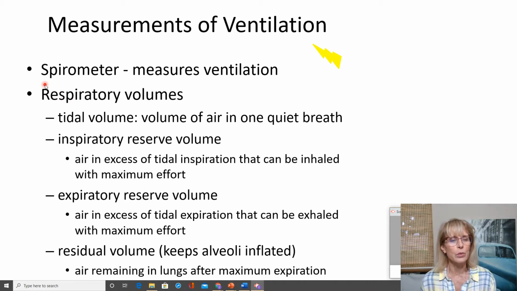These are some of the respiratory volumes that you need to know, but not all of them, okay? You will need to know tidal volume, inspiratory reserve, expiratory reserve, residual volume, but you also need to know vital capacity. I think vital capacity is on the next slide, all right? So make sure that you learn all 1, 2, 3, 4, 5 of them, right? Let's start with definitions. Tidal volume is the volume of air that you inhale and exhale in one quiet breath.